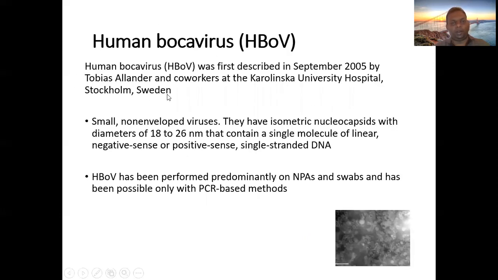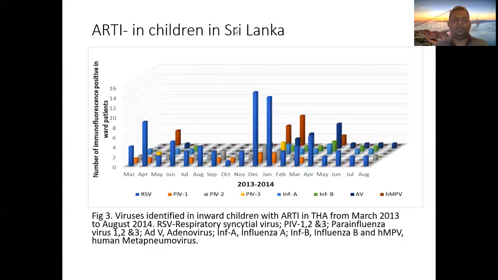About human bocavirus, it's another new emerged virus. The clinical spectrum is the same, and it exists in Sri Lanka, but less. Now about acute respiratory infection in children in Sri Lanka: this study was done by myself over 1.5 years, checking children 1 to 60 months of age, doing nasopharyngeal aspirates on acute respiratory infections in inward patients.